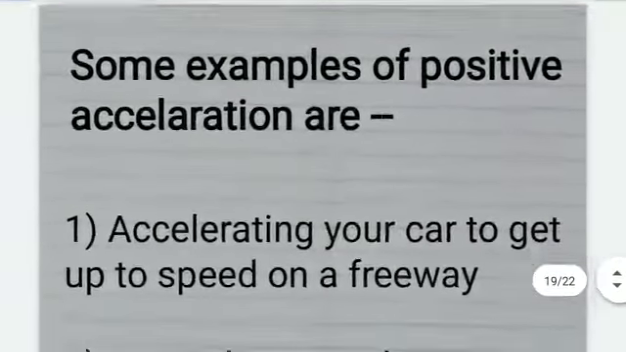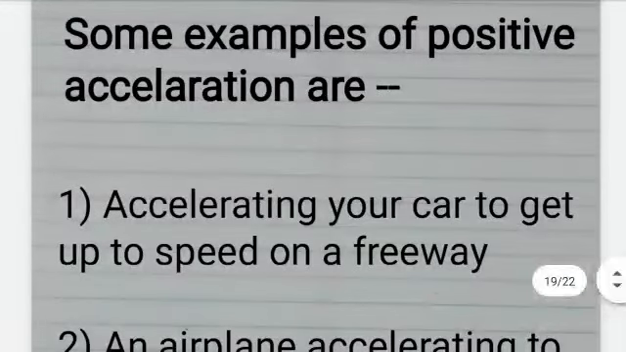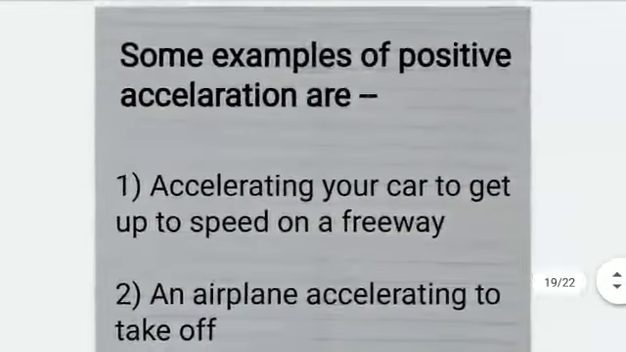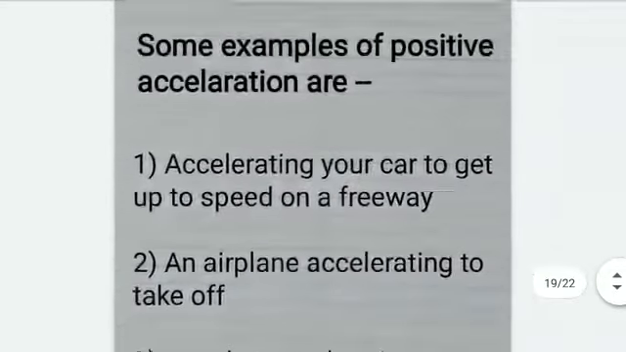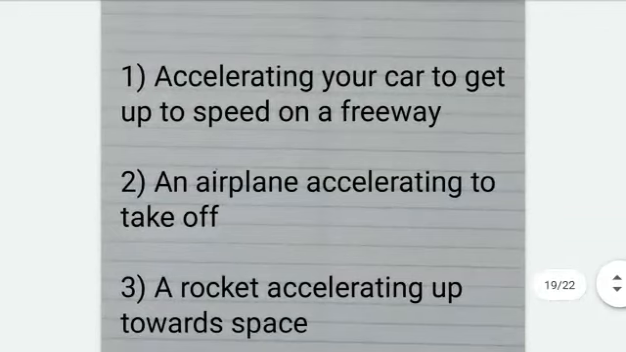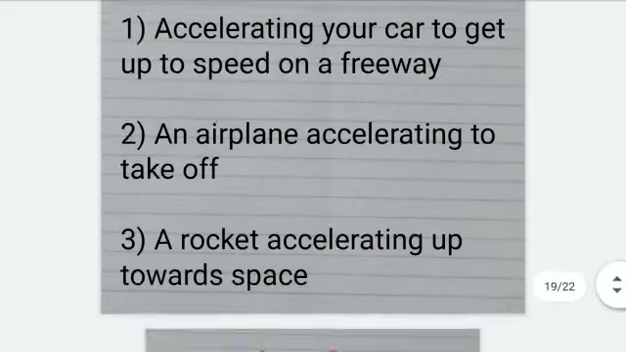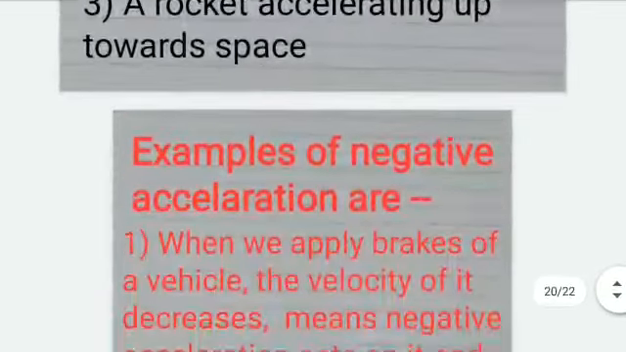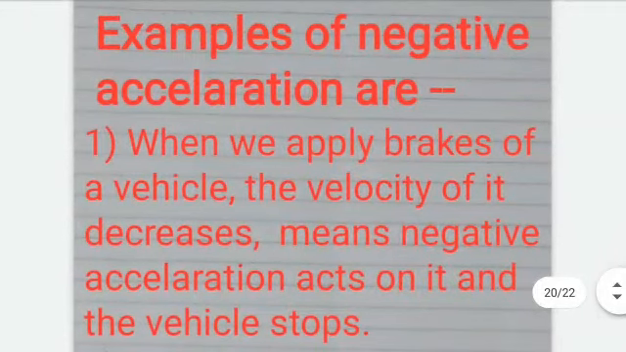Now, what are the examples of positive acceleration? Let us see the examples of positive acceleration. Number 1, accelerating your car to get up to speed on a freeway. Number 2, an aeroplane accelerating to take off. Number 3, a rocket accelerating up towards space. These are some common examples of positive acceleration.